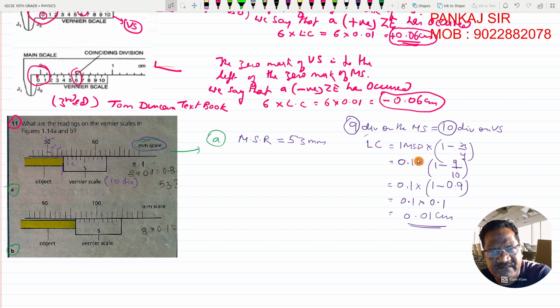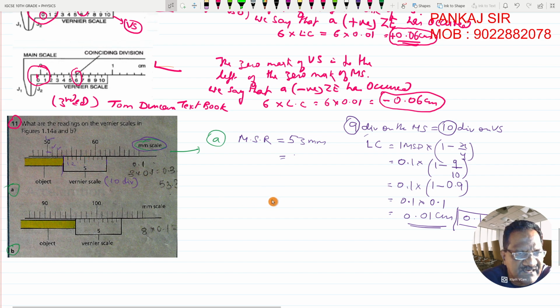But now because we are dealing with everything in centimeter, let it be 53 millimeter, no issue. I will convert this into millimeter. 0.01 centimeter is 0.1 millimeter, right? So the least count is 0.1 millimeter for this vernier caliper. So the main scale reading is 53 millimeter. I am taking the lower reading. It is between 53 and 54, so I am taking 53 millimeter.